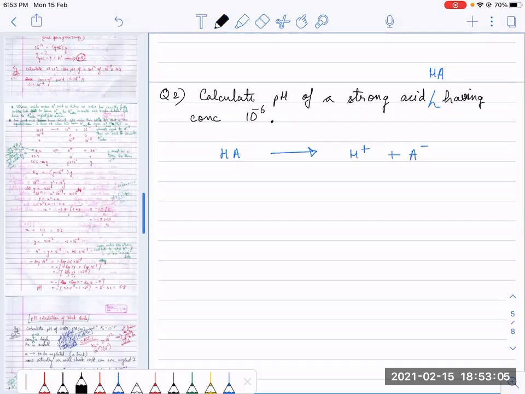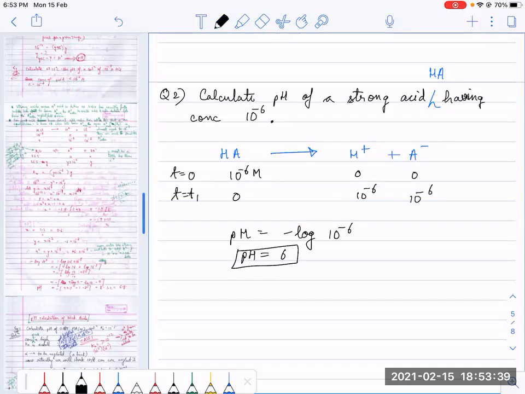Now you will say, sir has told us, this is very simple. At t equal to 0, the concentration was 10 to the power minus 6 molar, and H plus and A minus were initially 0, 0. At t equal to t1, HA will become 0 and H plus will become 10 to the power minus 6. A minus will also become 10 to the power minus 6. And pH is equal to minus log H plus, which is 10 to the power minus 6. And this is the answer.